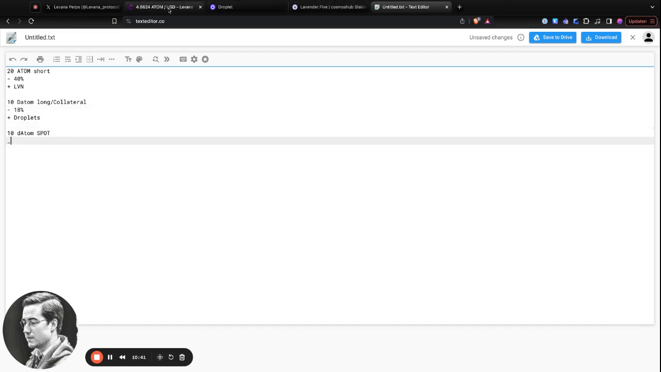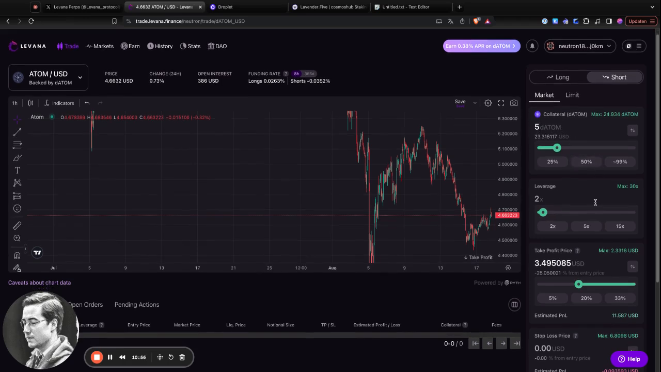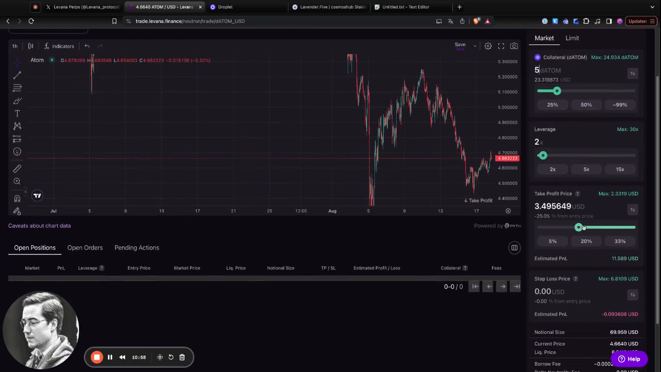So we're going to now open this position to show you that this works. We're going to put in 10 dATOM, which is 46 USD. Please note that this is going to change the open interest of the market. So maybe for the sake of showing this, it might make more sense for me to put in 5 ATOM and see what happens. We're going to pay a very small fee.